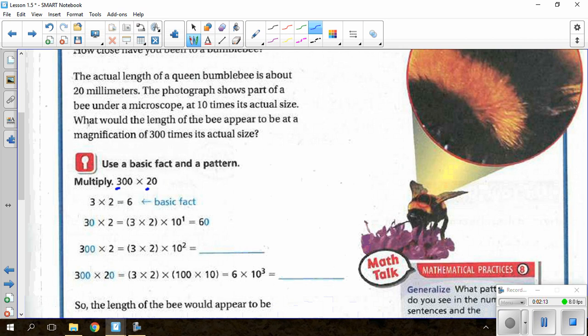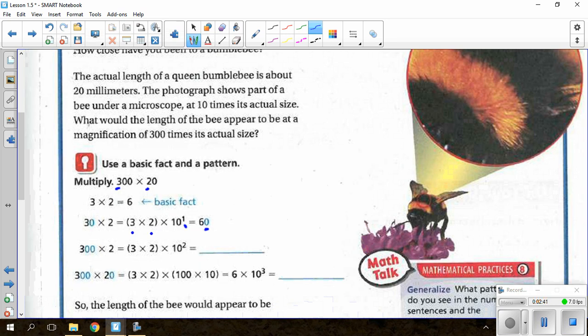So we are going to start adding the zeros in from both factors to follow a pattern. So if we add 1 zero behind the 3, we change our problem to 30 times 2, which we still have to solve by doing 3 times 2, which we know is 6. And then when we multiply it by 10 to the first power, that 1 for our exponent tells us that we have 1 zero in our answer.